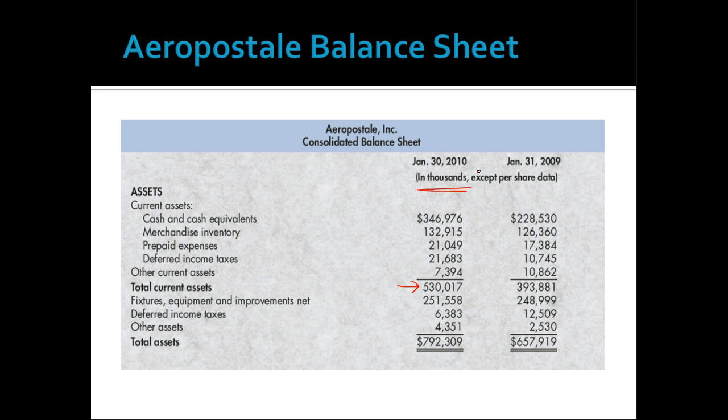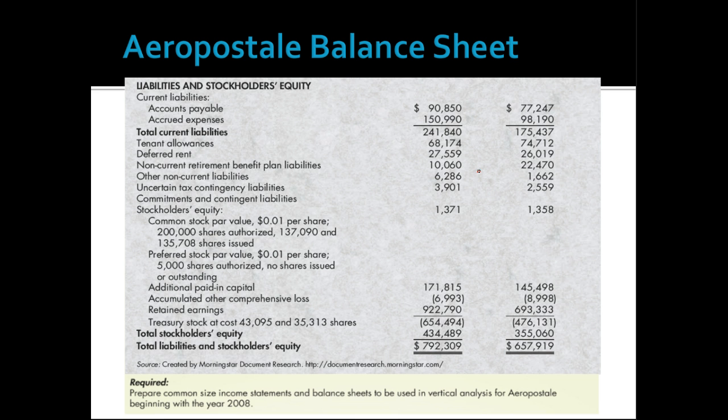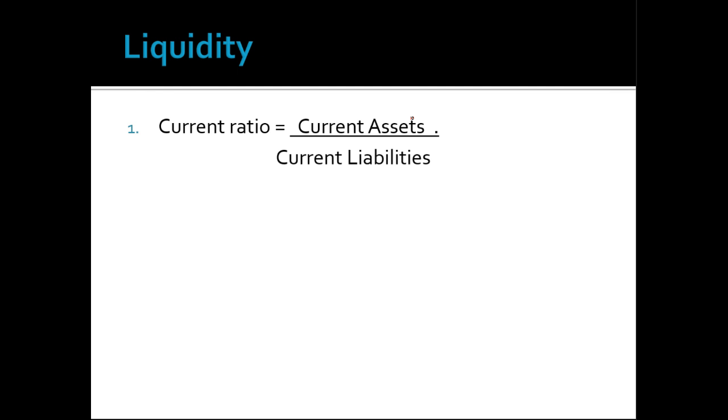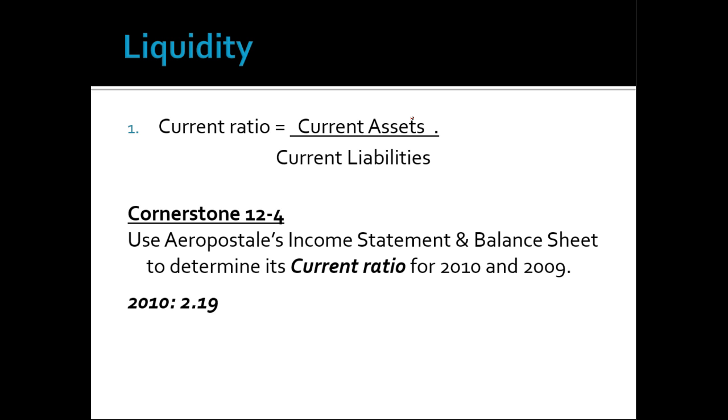So $530,017,000. I'm going to type that into my calculator, and then I'm going to go to the next slide, and I'm going to look for total current liabilities. And what was that in 2010? Oh, yep, that was $241,840,000. If I divided those two numbers, what would I get? Yes, I would get 2.19.